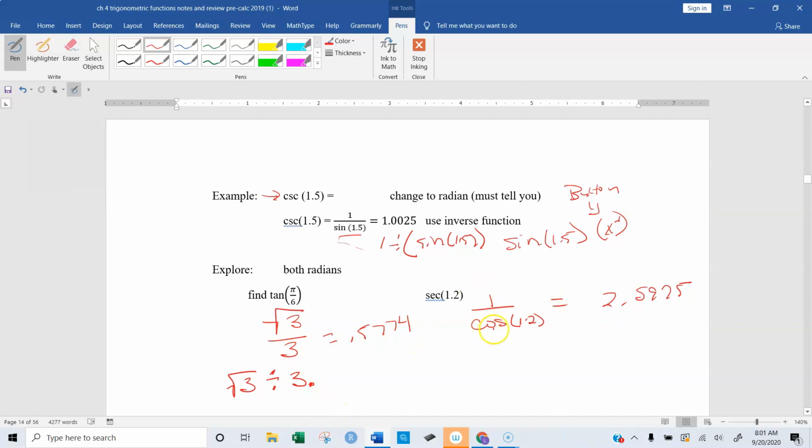This one here was 1 over the cosine. She got 2.5975.